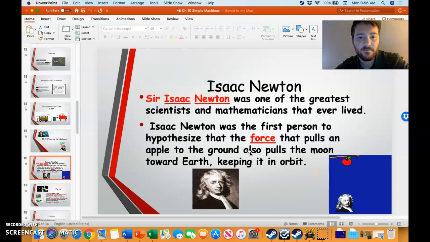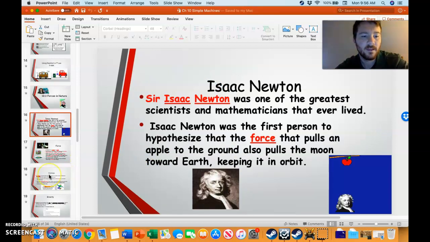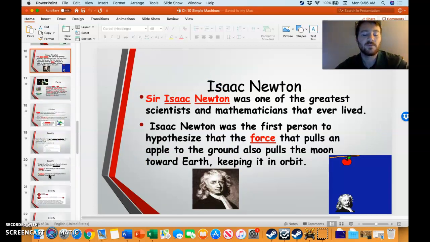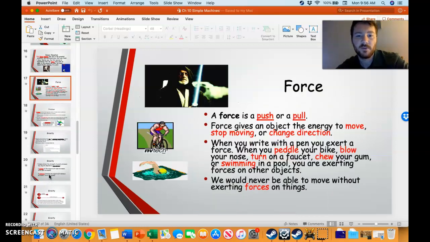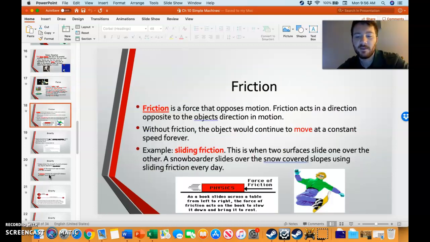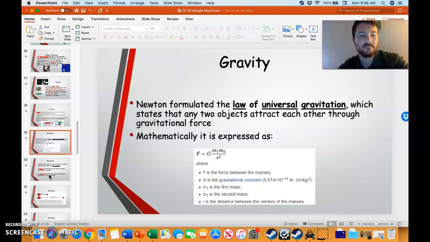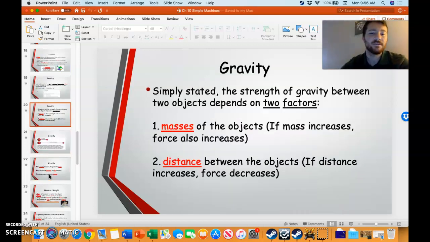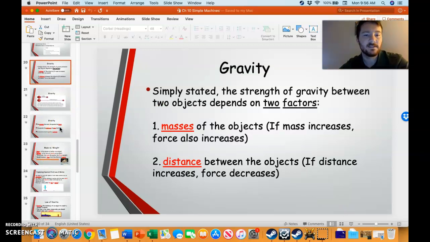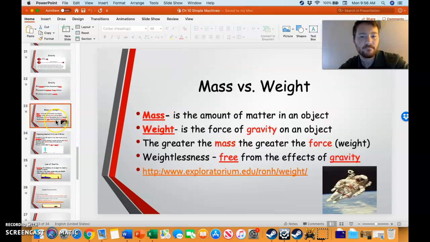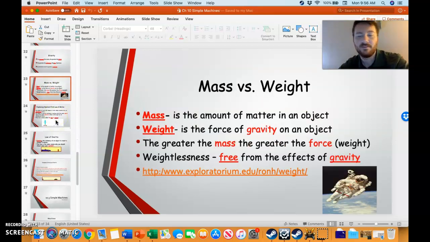Forces in nature. Sir Isaac Newton worked with forces, one of the greatest scientists who ever lived. Force is a push or a pull, not the Jedi ways. Without forces, we would be unable to do anything. Force that opposes motion is called friction. Gravity is affected by mass and distance, doubly affected by distance.